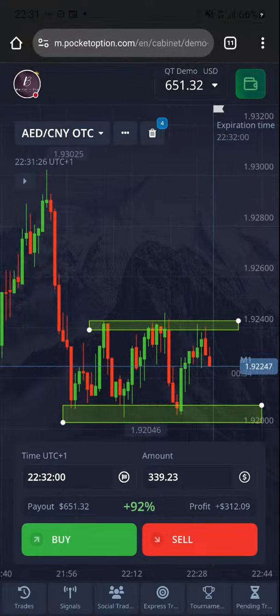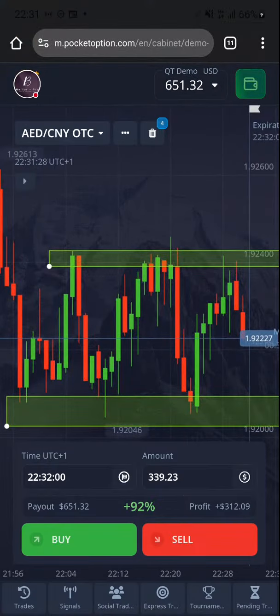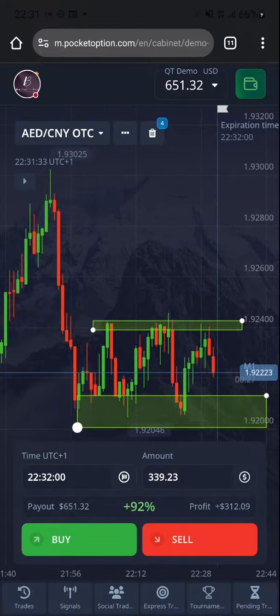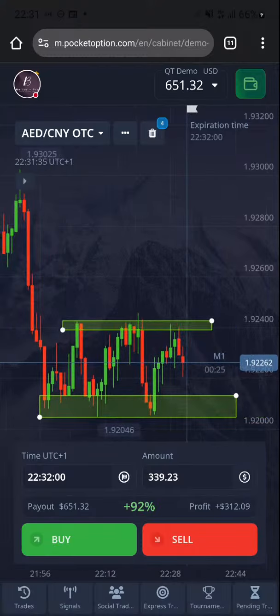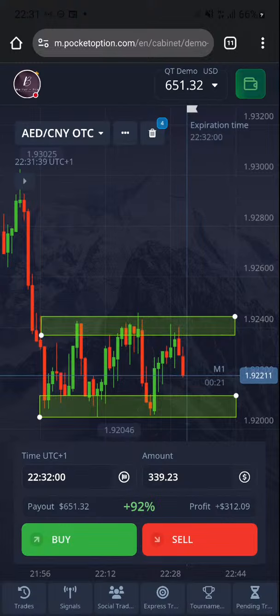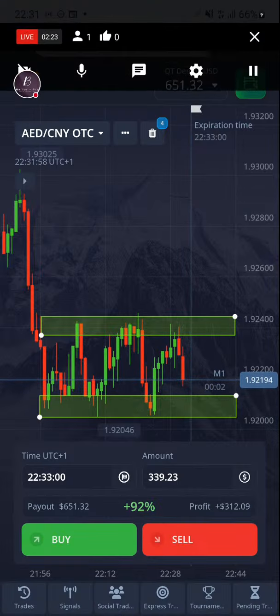So let's quickly talk about the setup. As I'm looking at this market, it's just one of these basic market structures. We just have basic support and resistance here. At the area of resistance at the top, we have sellers there, and at the support area here, we have buyers.